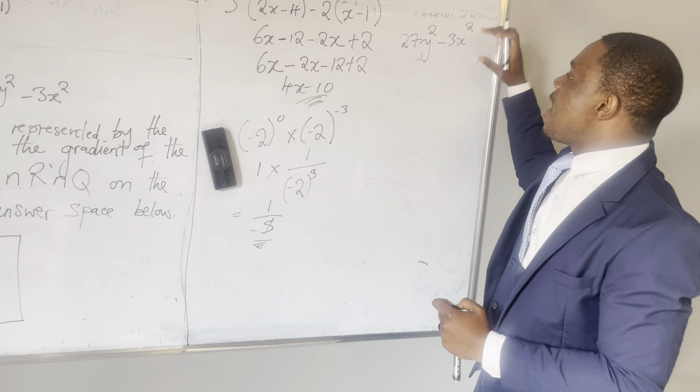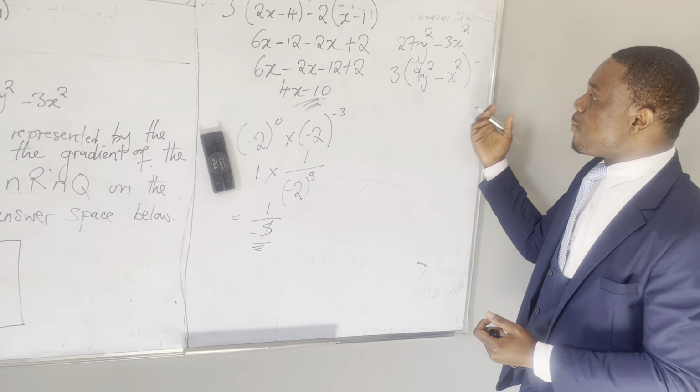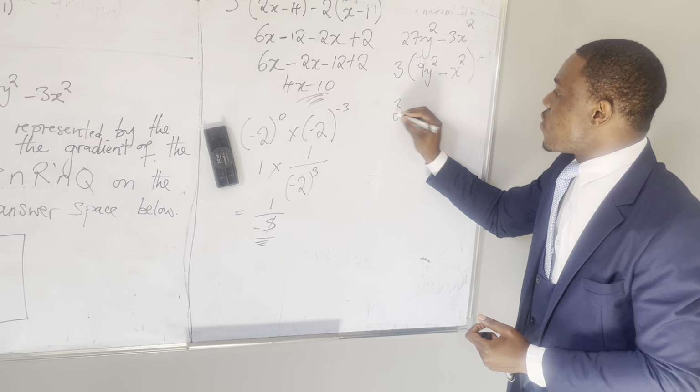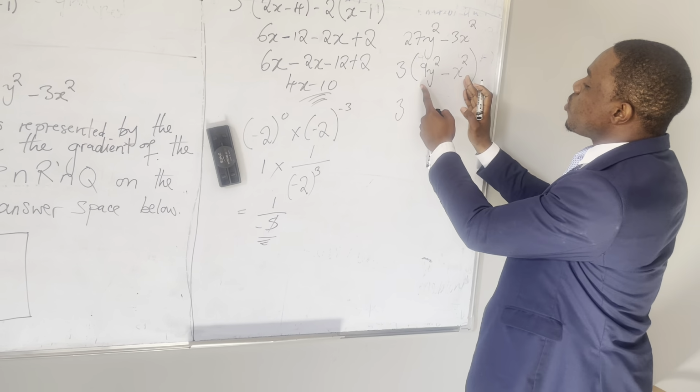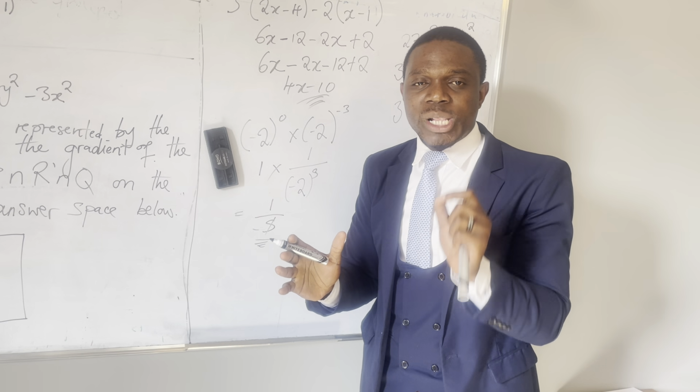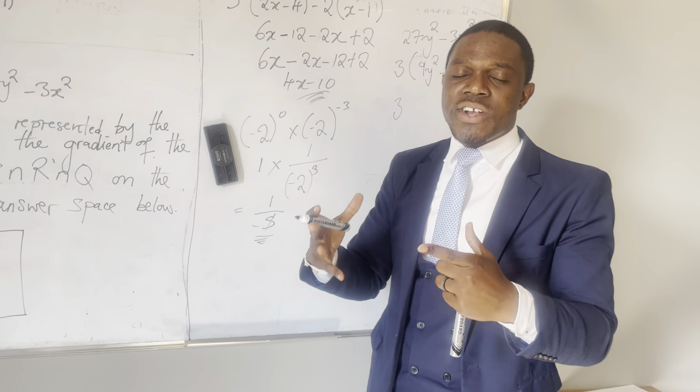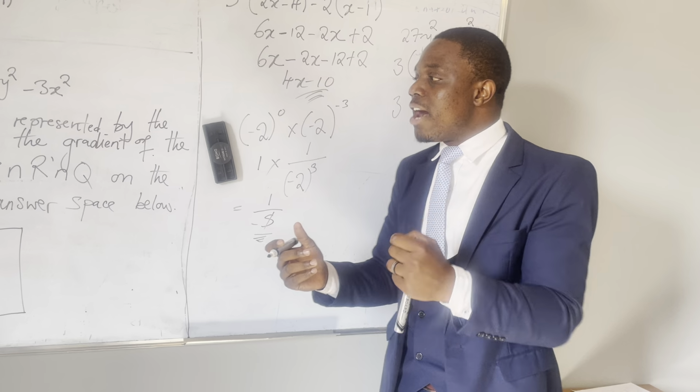Now when you look at what we have here, 9 is a perfect square number, y is a square variable, and x is also a square variable. Because the two terms inside the brackets are perfect squares, we can factorize by using the difference of two squares. And how do you do that?